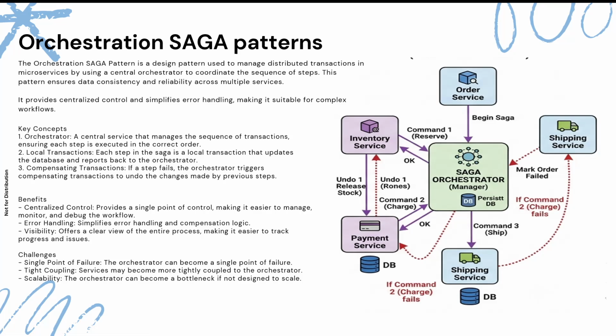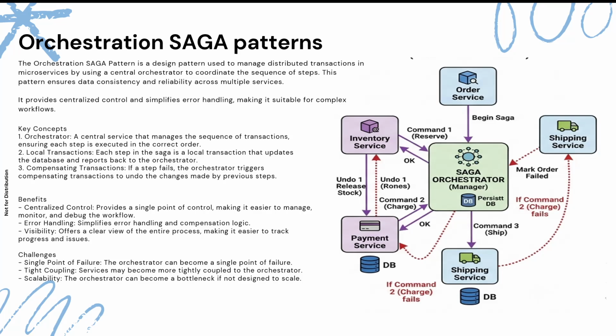Now, what if any one of the services fails? In that case, the compensating transaction would initiate. It would undo the payment. It would undo the inventory, whatever stock you reserved. Then it would undo the shipping command. Then cancel or suspend the order. That's how the orchestration saga works.